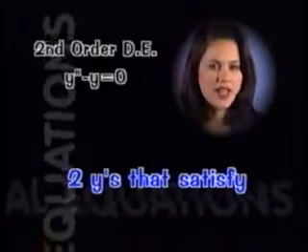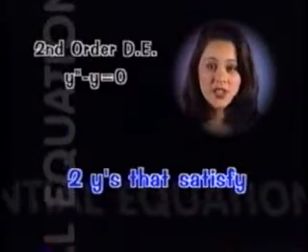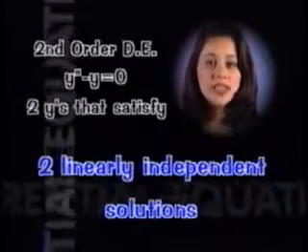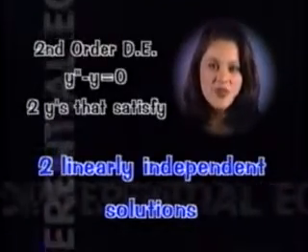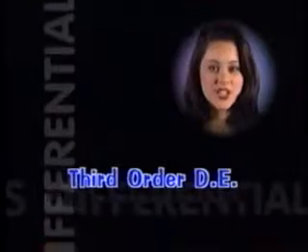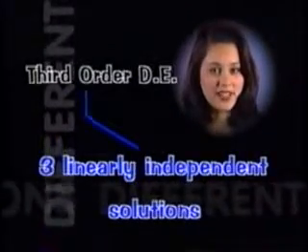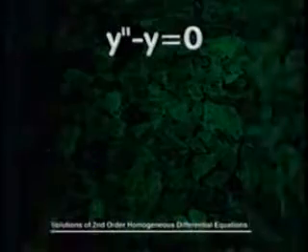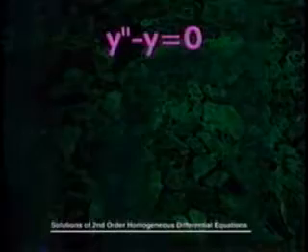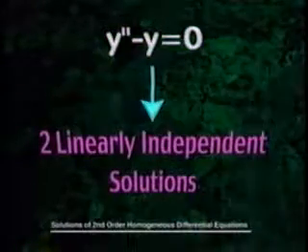Think about it this way. If you've got a second-order differential equation, there will be two linearly independent solutions, two y's that satisfy the equation. For a third-order differential equation, there will be three linearly independent solutions, or three y's, and so on and so on. So, this equation, y double prime minus y equals 0, will have two linearly independent solutions.